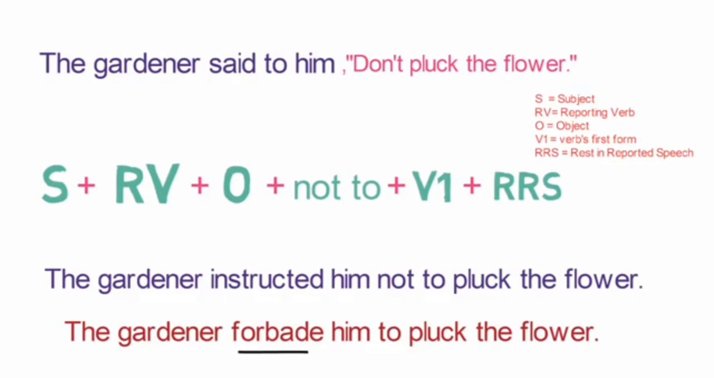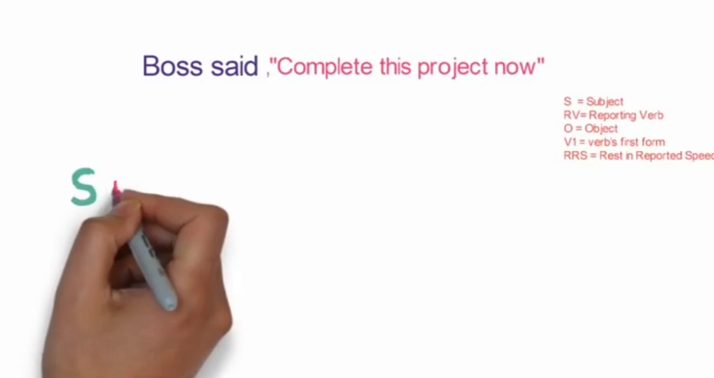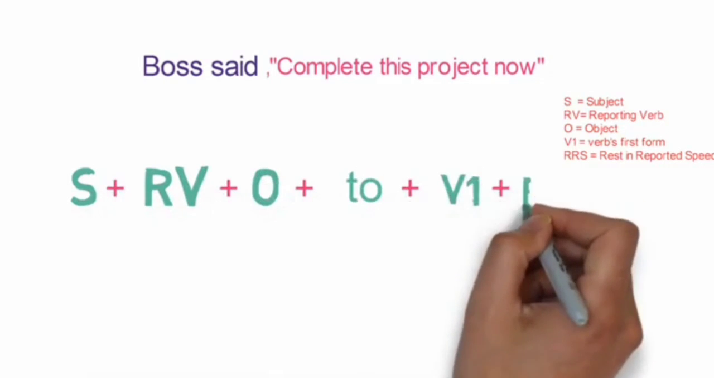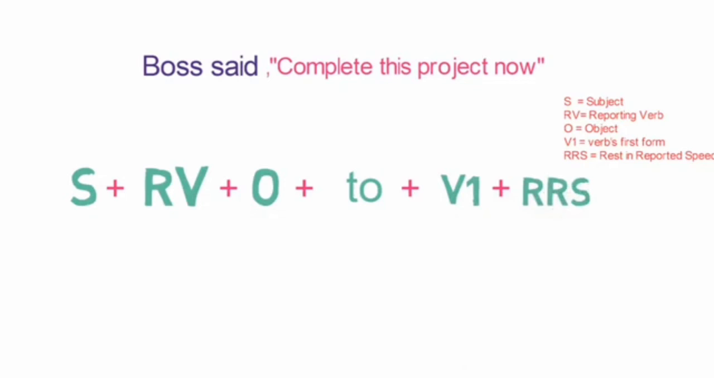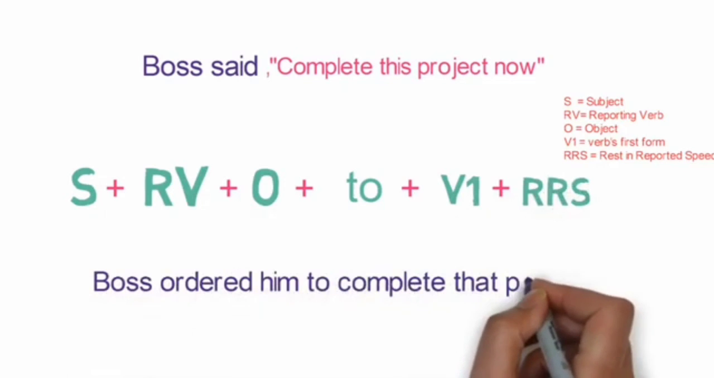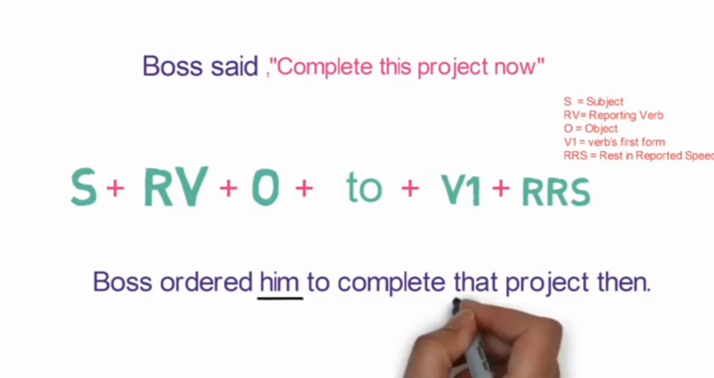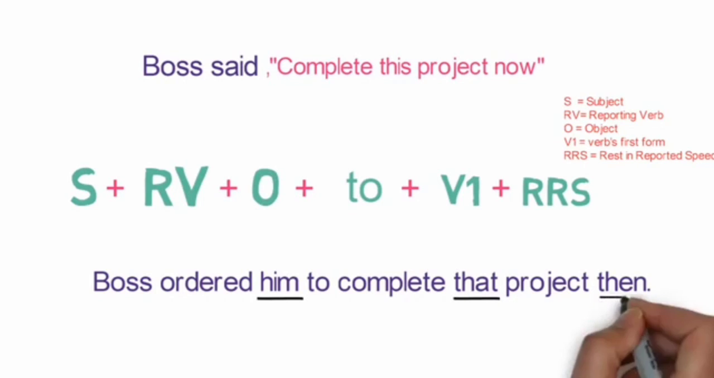Let's look into the next and final example. Boss said, complete this project now. We will be using our structure and converting it to indirect speech, it becomes, boss ordered him to complete that project then. Notice we have added him as an object even though the object was not provided, as we just learned in our rule to add object after a reporting verb. Also, we have converted the time denoting words as per the workflow we learned.